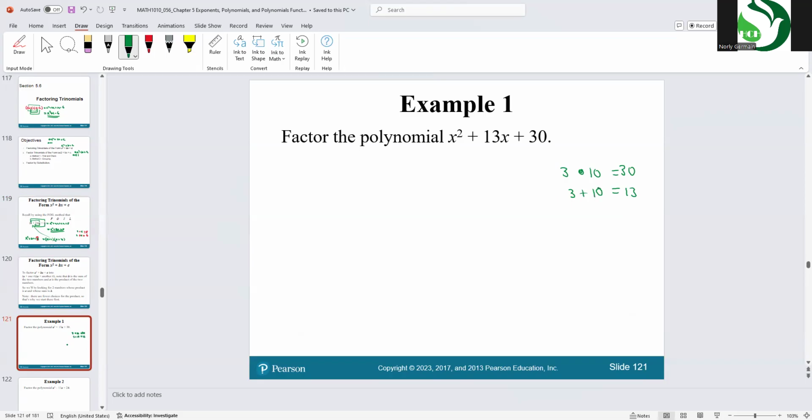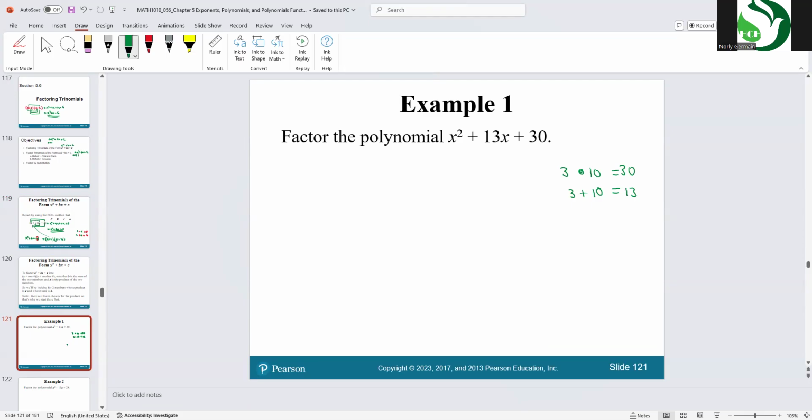Since our two numbers must have a product of 30 and a sum of 13, the two numbers must be positive. As you can see, they are all positive. If the C term is negative, then you can expect one of the numbers to be negative. But if the last term is positive, both numbers will be positive. So that's why we obtain these three.